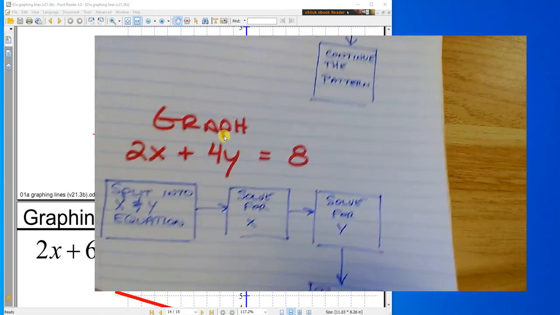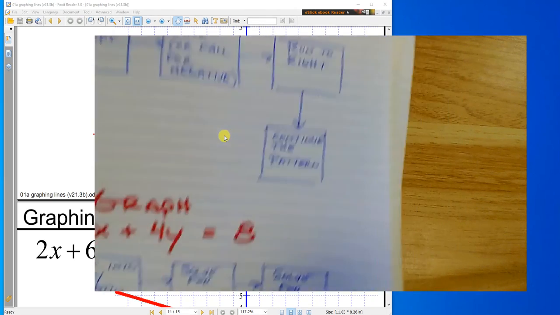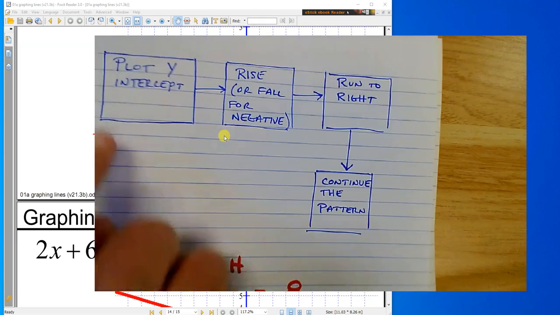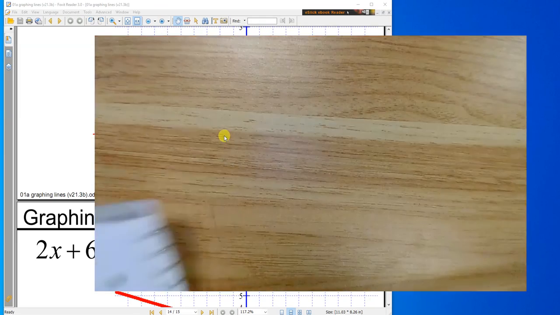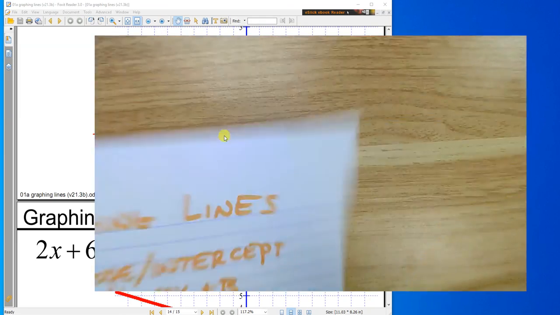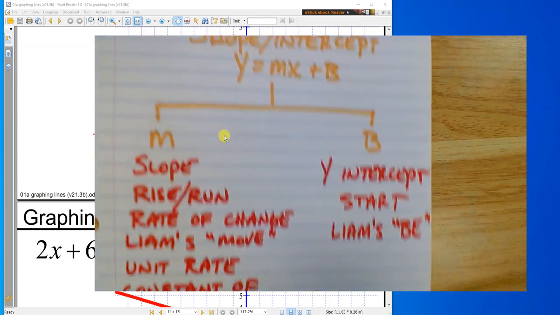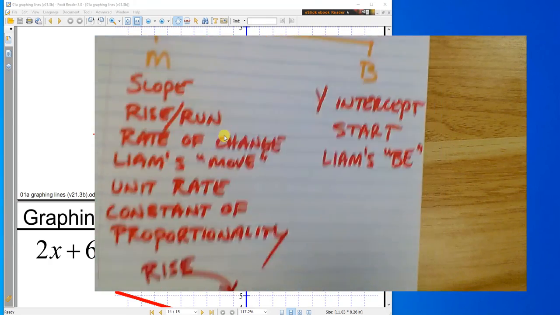Make sure that you have everything that I wrote down. I've got the graph. I've got my flow chart for standard form. I've got my flow chart for slope-intercept form. And I have my tree map for slope-intercept form.